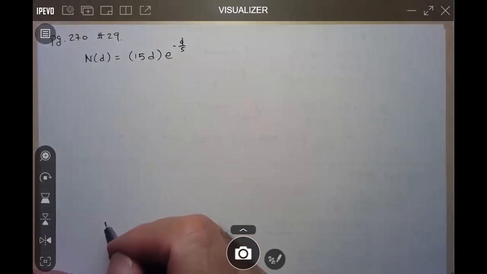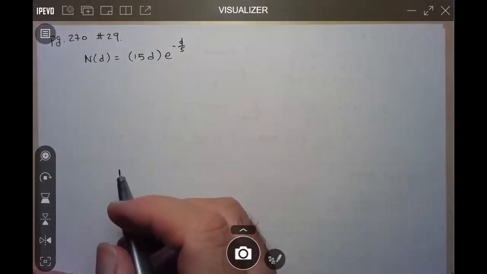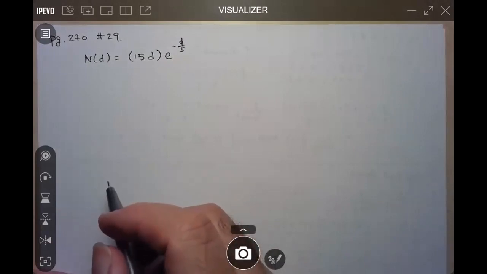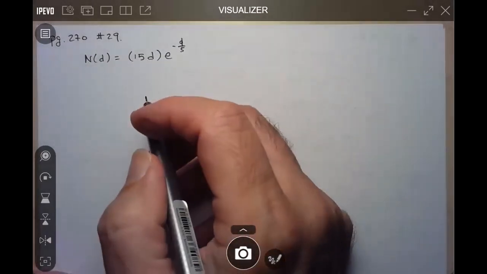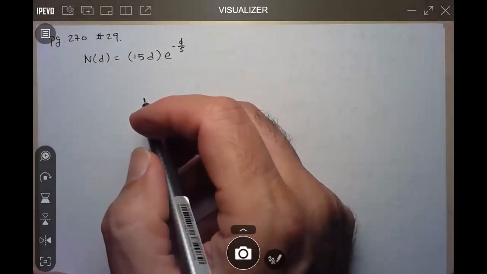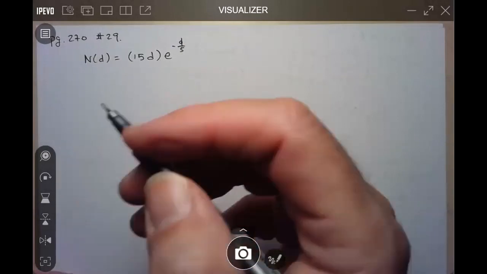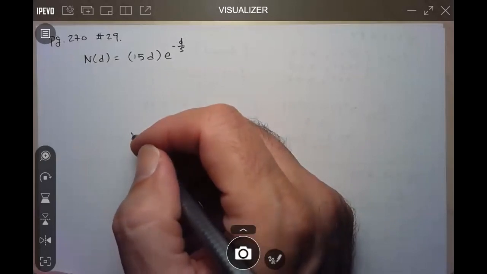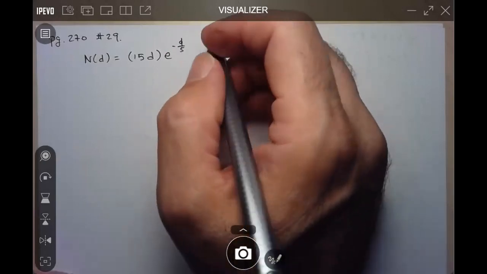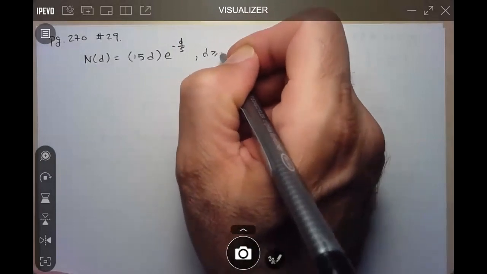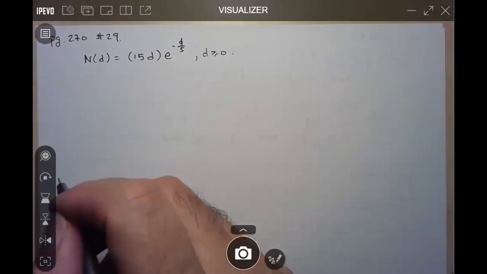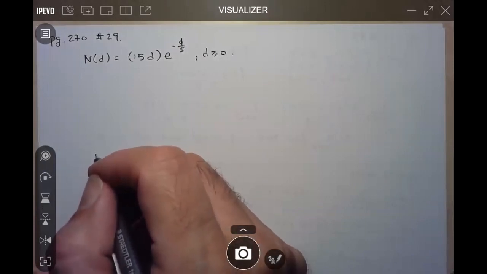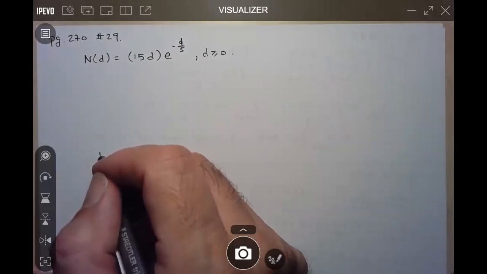Essentially what they're asking us is, where is the location of the maximum? Because D is like our x value, they essentially want to know what is the x value of the maximum of this function. So now I'll just go through my algorithm for determining maximum and minimum. Here they don't specifically tell us, but obviously we're assuming that D is greater than or equal to 0 because the disease actually needed to be administered in order for us to be doing this experiment.